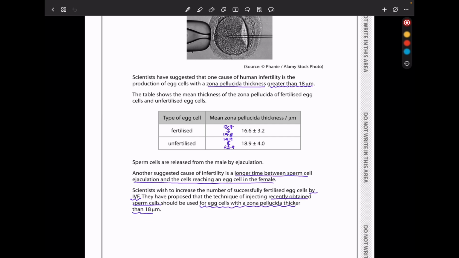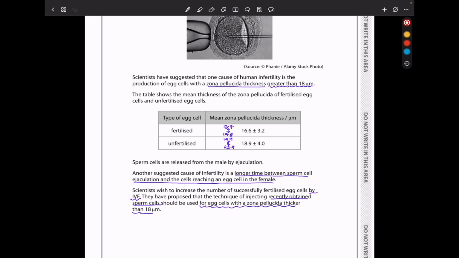So they say sperm cells are released from the male by ejaculation. Another suggested cause of infertility is a longer time between sperm cell ejaculation and the cells reaching an egg cell in the female. This is true because the enzymes from the acrosomes could be released, and by the time the sperm reaches the zona pellucida, there is not much enzymes for digestion to occur, so there is a possibility of this causing infertility. Scientists wish to increase the number of successfully fertilized egg cells by IVF.